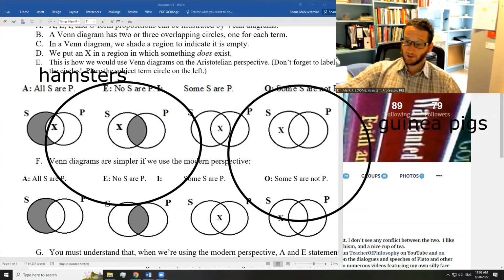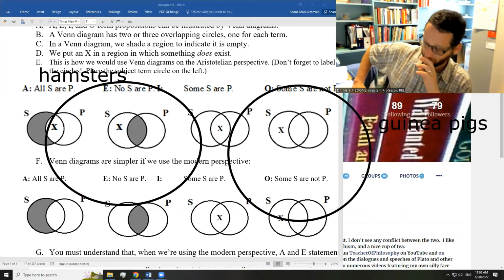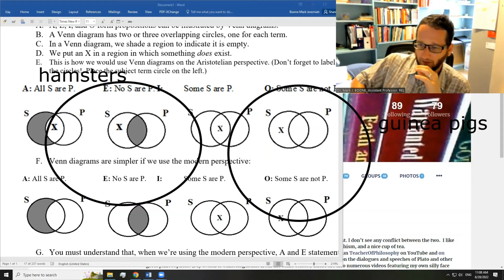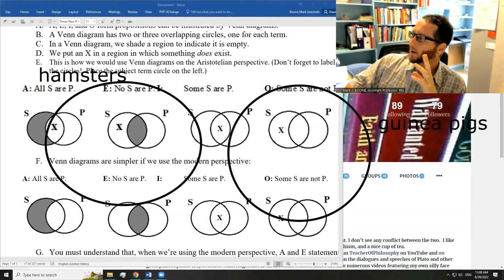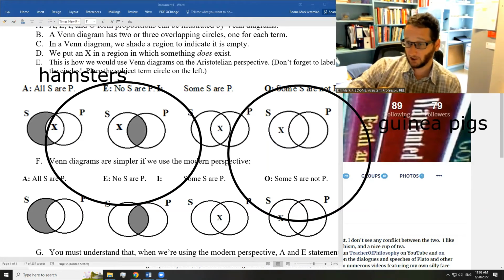Well, there are certain times when you might find it useful to do that, particularly if you have to work with four terms. But never mind that for now, maybe forever. But understand, this is not the way we do Venn diagrams. We have shading to indicate a lack of overlap.